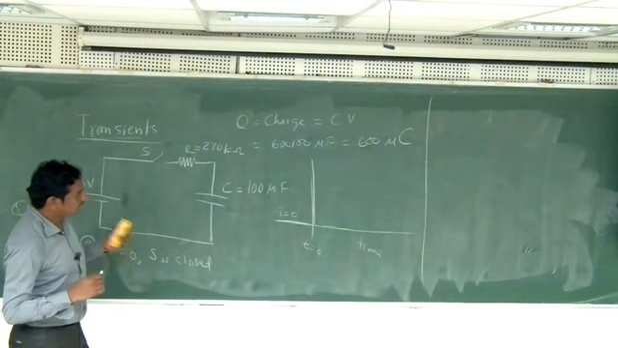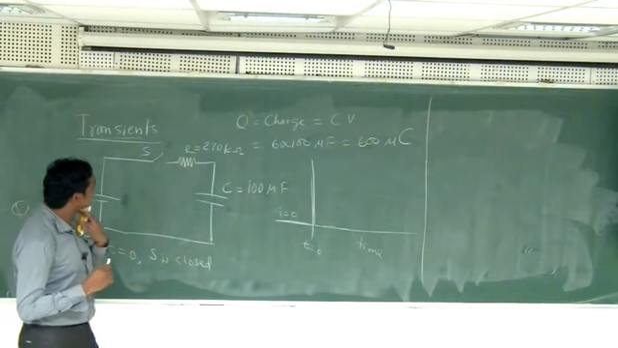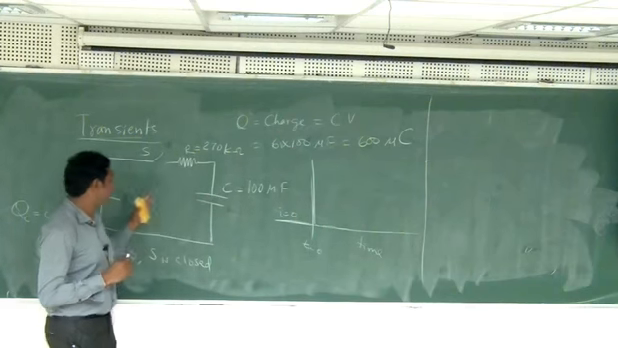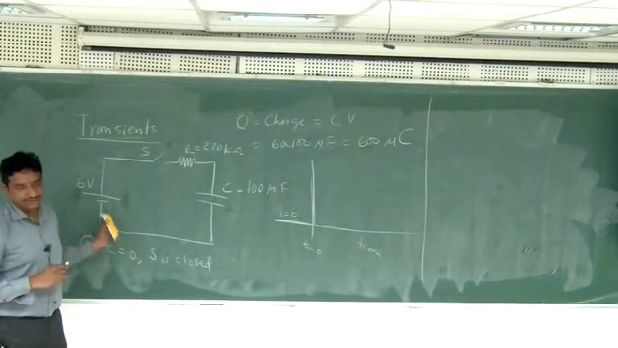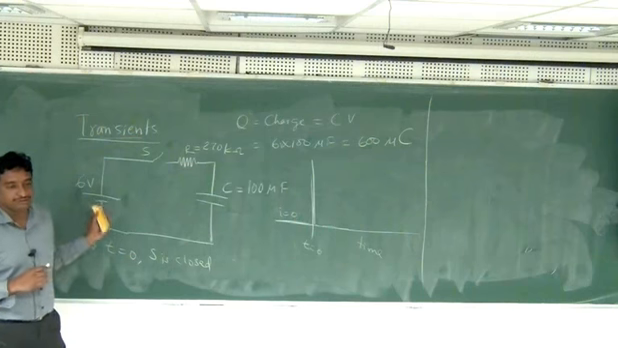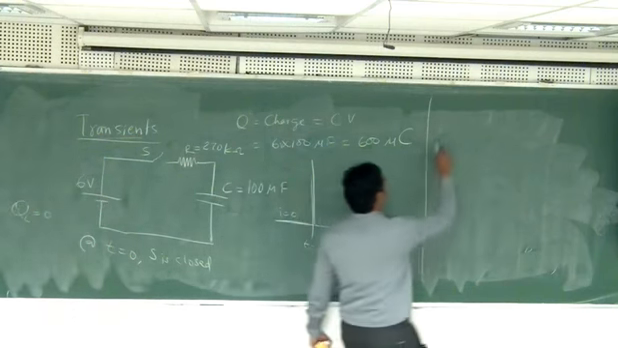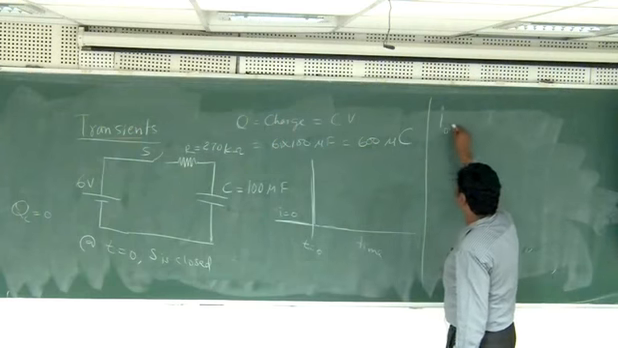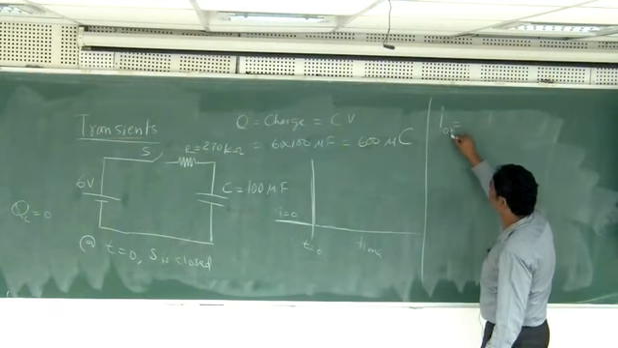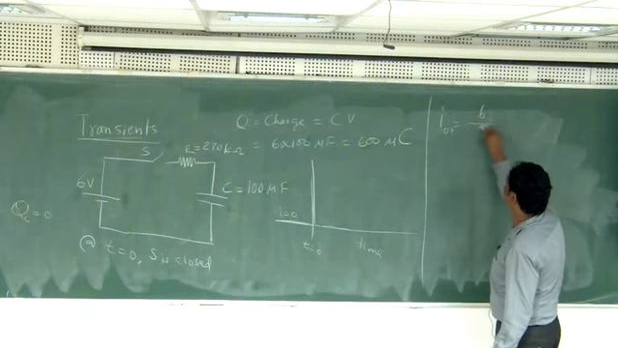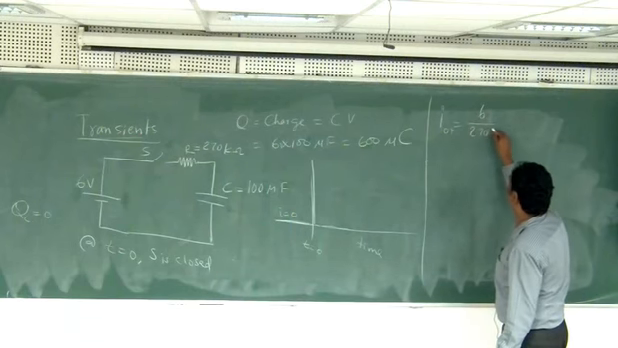And then what is happening? I close the switch. So you assume that this is a short circuit. So only with Ohm's law you can find out the current. I equal to V by R. So 6 by 270. I'll call it I0 plus, that means just after 0. 6 volts divided by 270 kilo ohms.